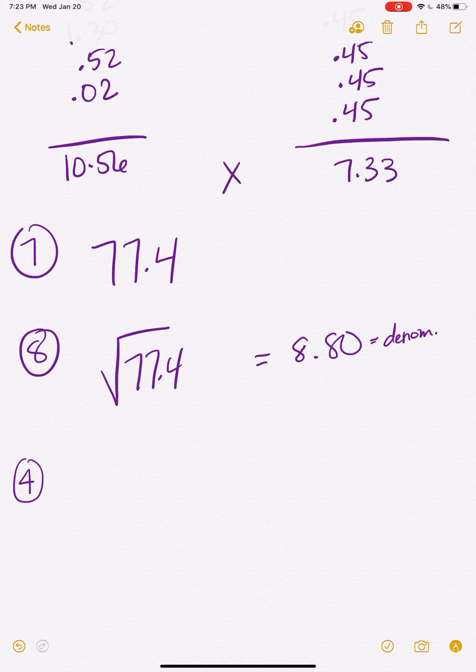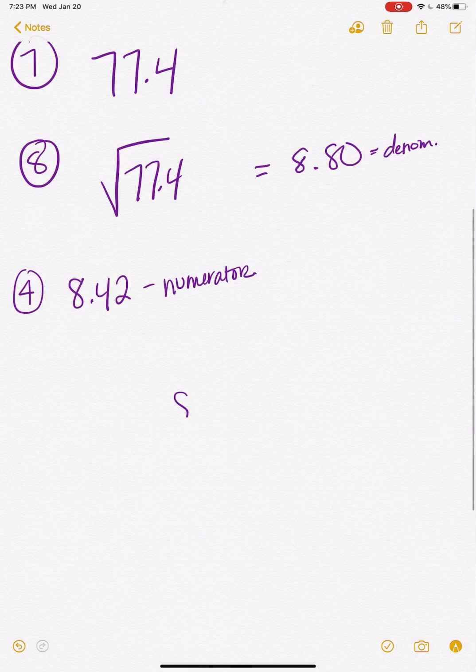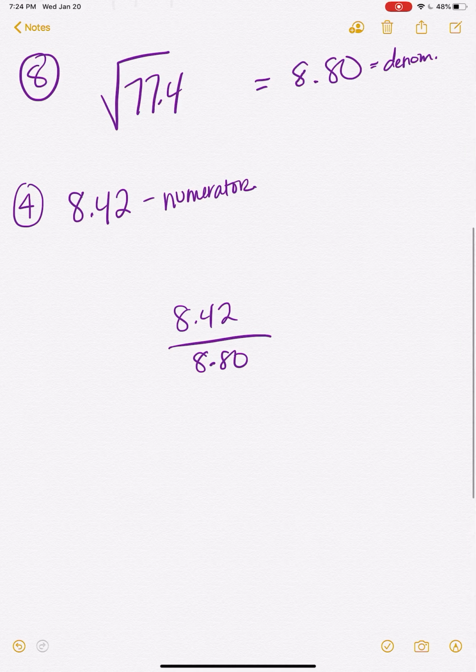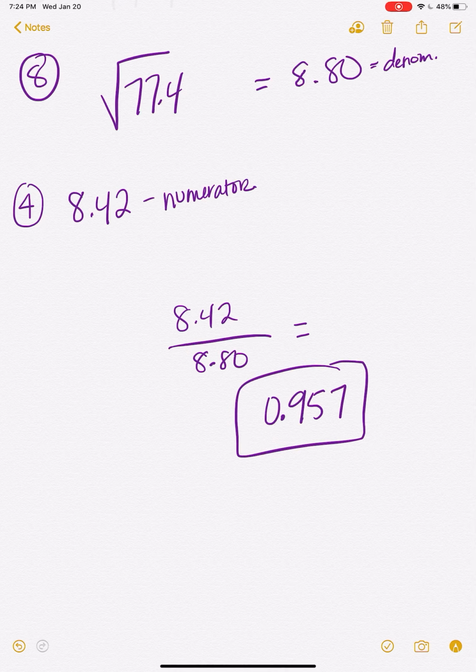Now, this is going to be the denominator, and I'm going to go back up to step number 4. In step number 4, I had added all of my values up when I multiplied Mike and patient 2, and I got 8.42. That is my numerator. Okay, and so I'm going to put 8.42 over 8.80, all right, and then that is going to give me, sorry, my laundry is kicking off, my Pearson correlation coefficient for Mike Smith and patient 2, and I got 0.957, okay.